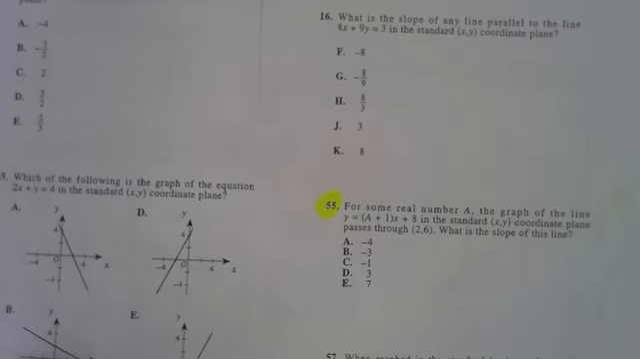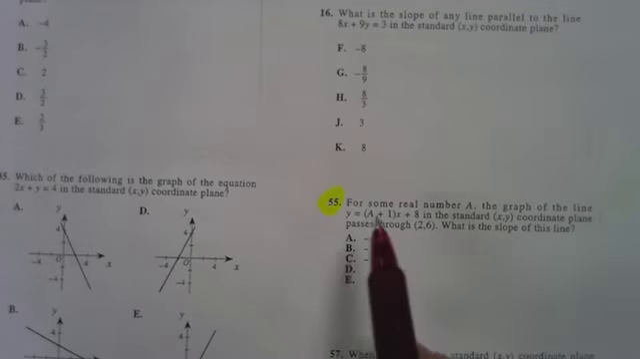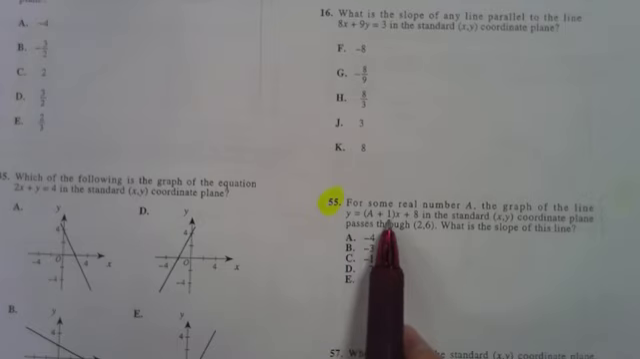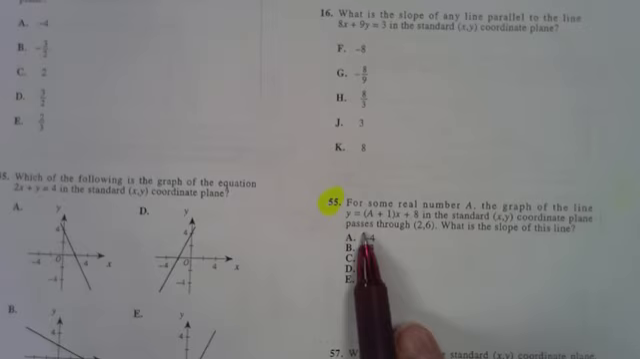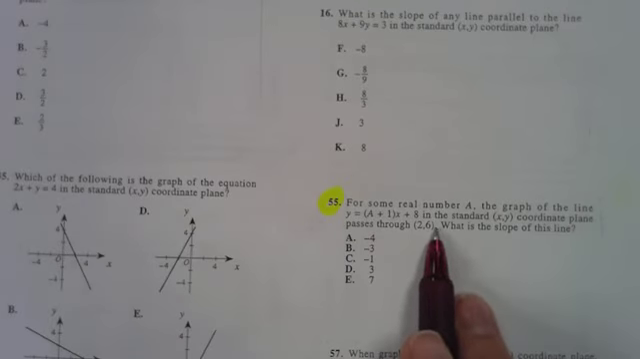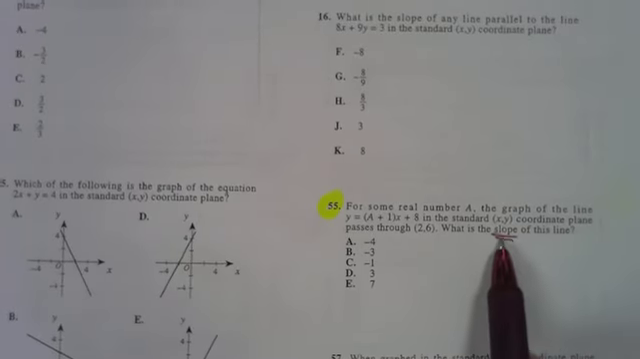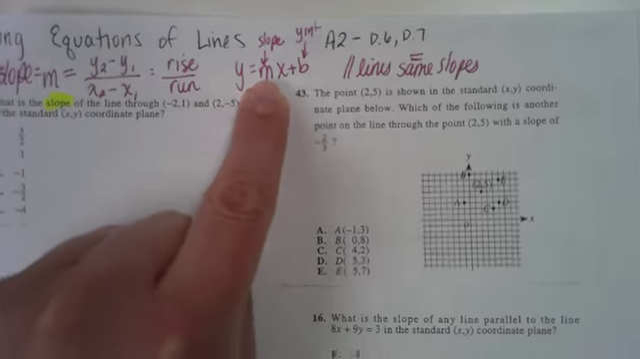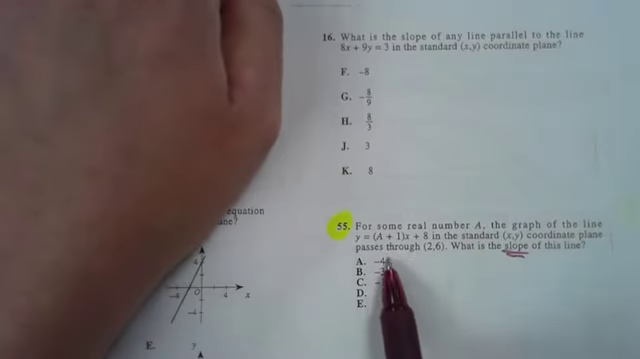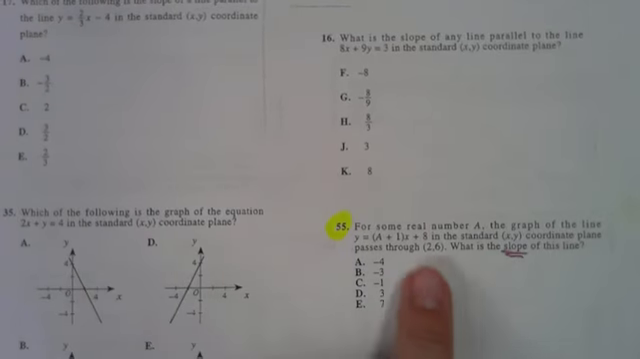And this is one of those ones that seems hard-ish, but really isn't. For some real number a, the graph of the line y equals the quantity a plus 1 times x plus 8 is in the standard xy coordinate plane and passes through the point 2, 6. What is the slope of this line? If they want the slope, we need to know what is the number in front of the x. So our job is to figure out this number in front of x, which is a little bit weird looking. Okay. But they gave us a point.